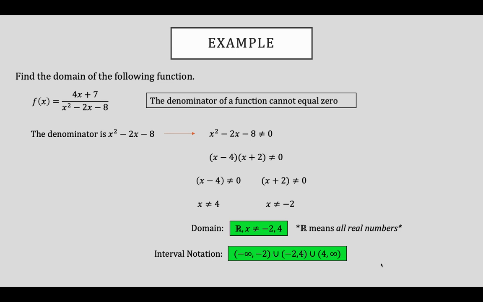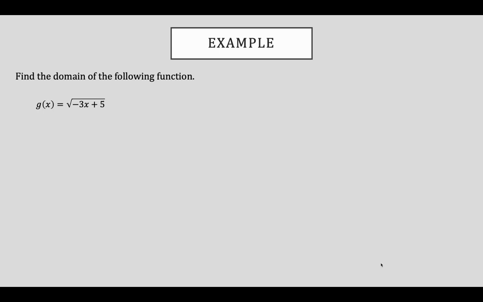If you have any questions on interval notation, make sure you reach out to me if you haven't used it before. All right, let's try another example here. Find the domain of the following function. G of x is equal to the square root of negative 3x plus 5.